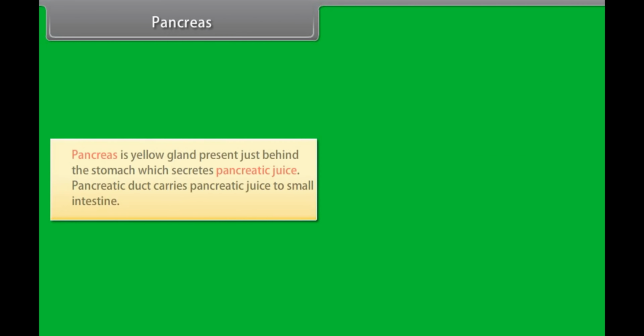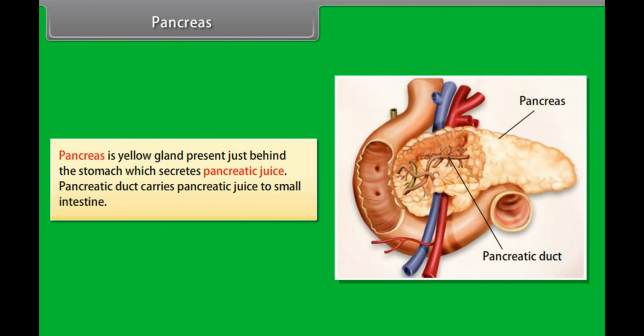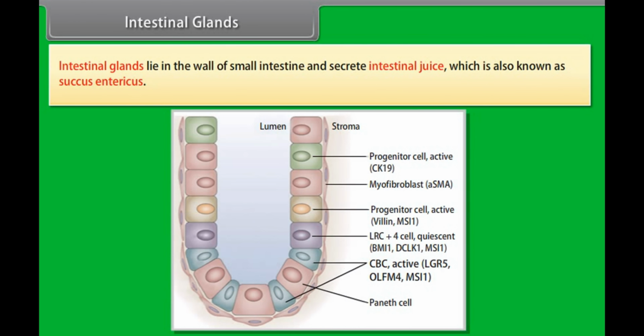Pancreas. Pancreas is yellow gland present just behind the stomach which secretes pancreatic juice. Pancreatic duct carries pancreatic juice to small intestine. Intestinal glands. Intestinal glands lie in the wall of small intestine and secrete intestinal juice, which is also known as succus entericus. Enzymes working in digestive system of man.